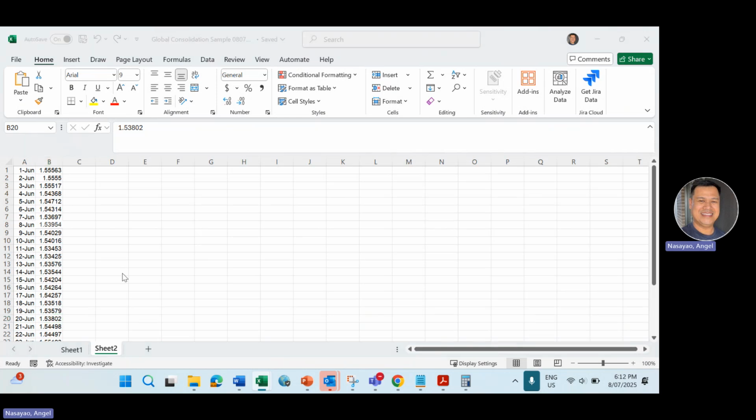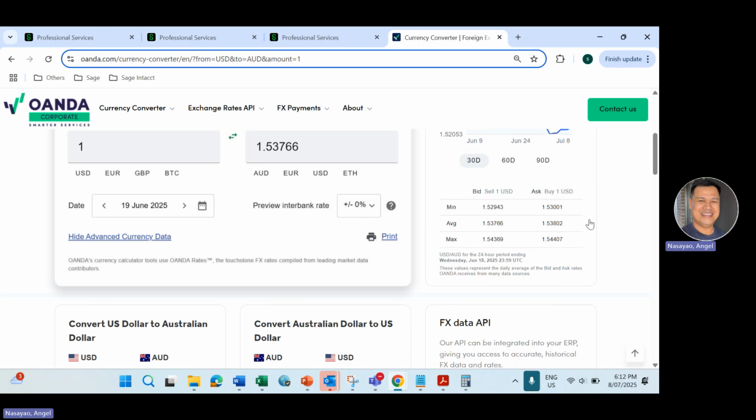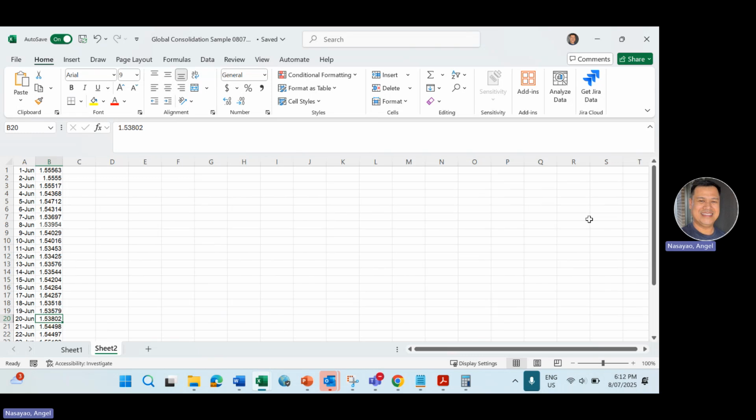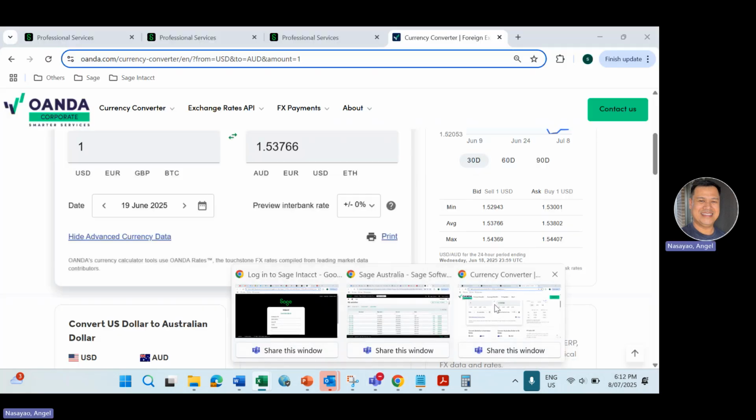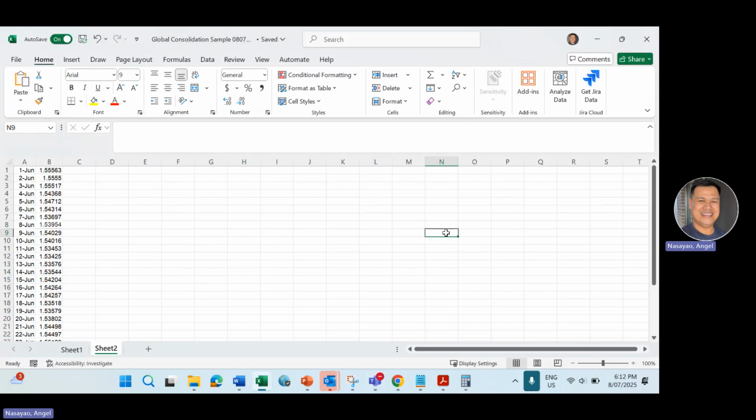So we're talking about June 19 here. If I change this to June 19, and let's have a look at the rate, it is 1.53802. Is that right? Okay, if I go to Oanda here again, 1.53802. So hopefully you get that logic in there. Essentially, it's the average ask or buy price that I've logged in here and plotted for the whole month of June.